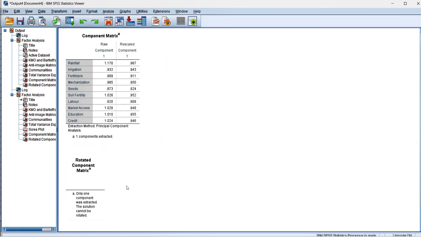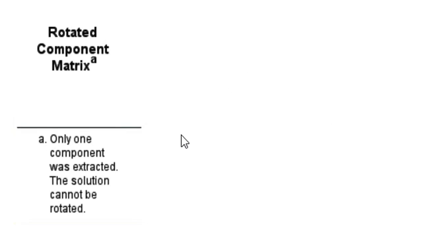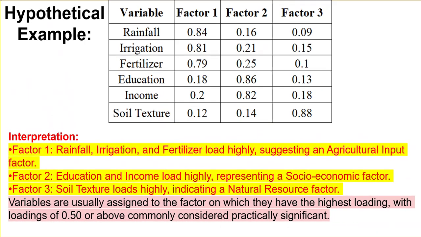The rotated component matrix. In this example, only one component was extracted. To make it more clear, I am taking a hypothetical example. In this example, you can see the variables rainfall, irrigation and fertilizers fall within a single factor because their loading is high, suggesting an agricultural input factor.